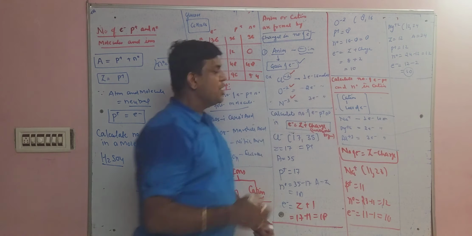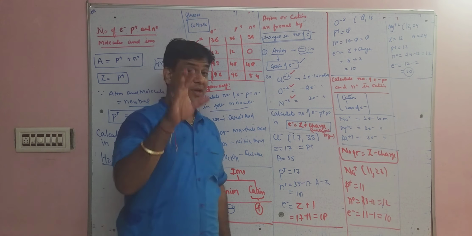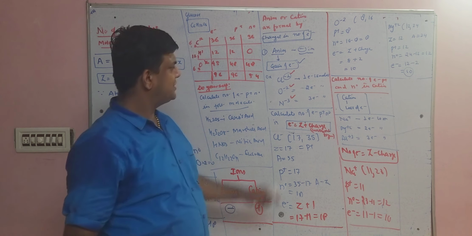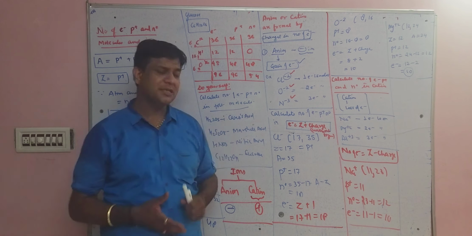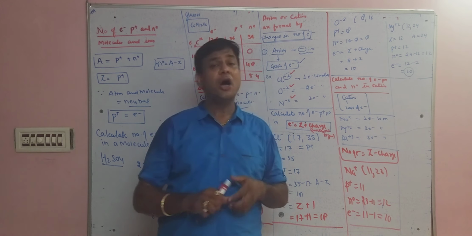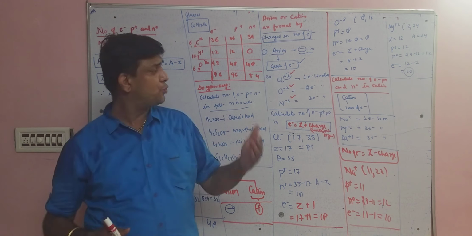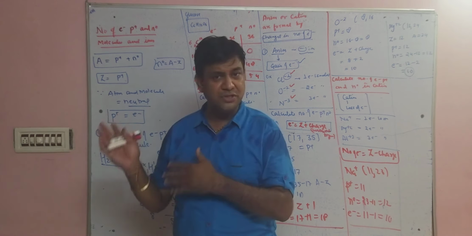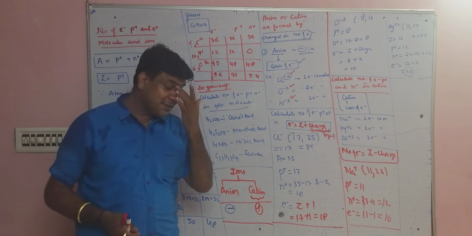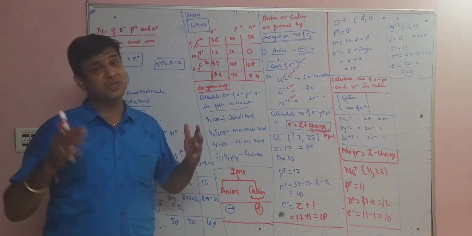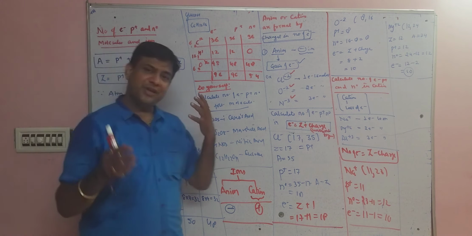So in this way, you can calculate the number of electrons, protons and neutrons in cations and anions. Okay. So in this part, I have explained how to calculate the number of electrons, protons and neutrons in ions. I have given the assignment. Do it yourself and practice and make yourself perfect. Because remember, in chemistry what you need is practice.